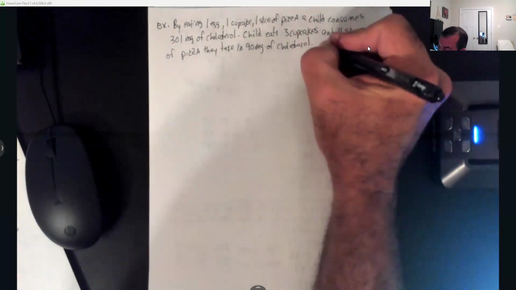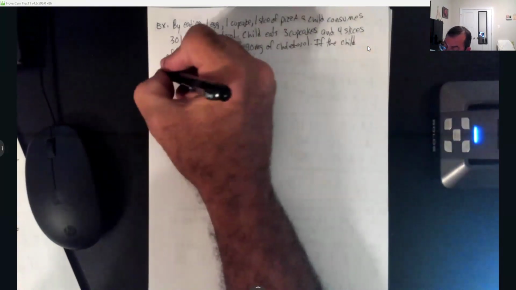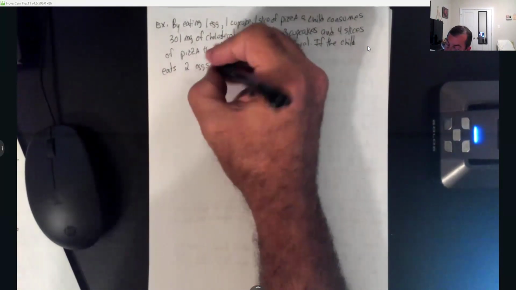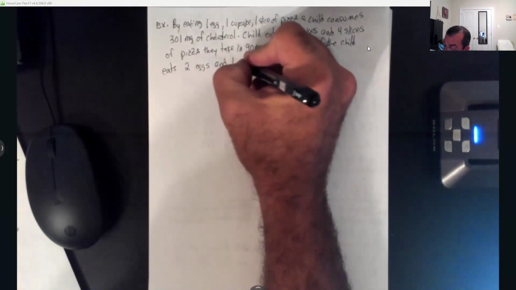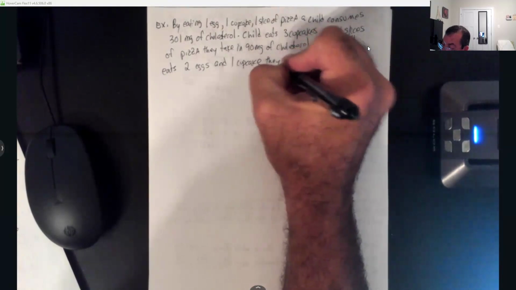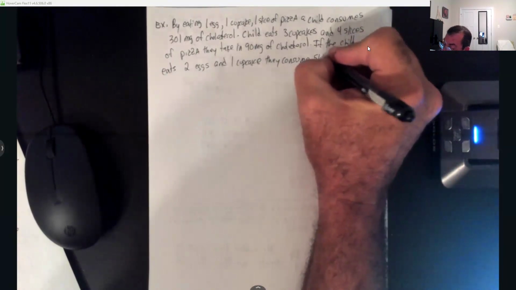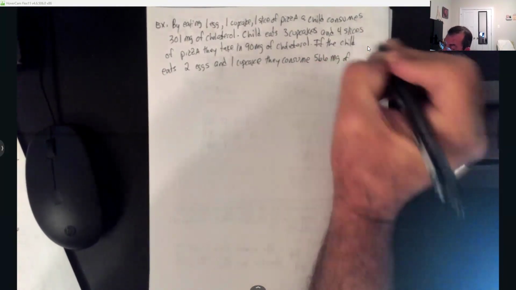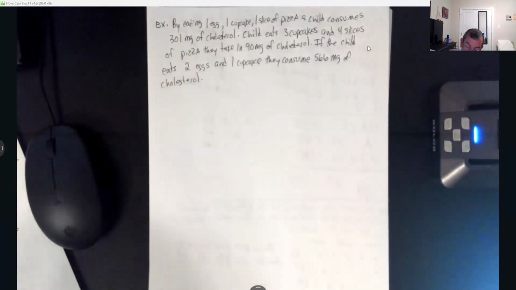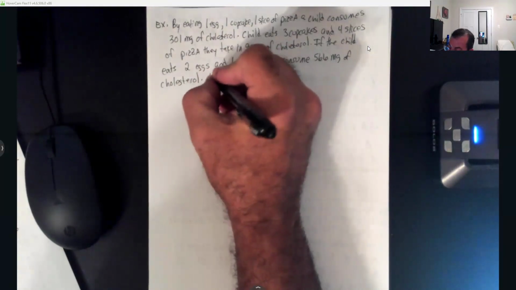All right, and then finally, if the child eats 2 eggs and 1 cupcake, they consume 566 milligrams of cholesterol. So y'all, you know the question of the day: how much cholesterol in each item?